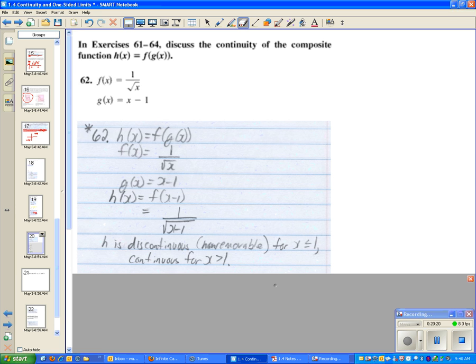And not only is it discontinuous for x less than or equal to 1, it doesn't exist for x less than or equal to 1. And that's how I knew it was a non-removable discontinuity. The function doesn't even exist for x less than or equal to 1. Still hanging in there?